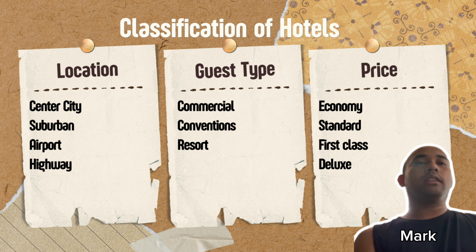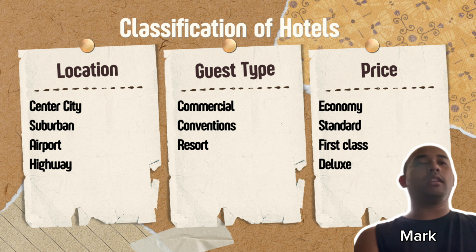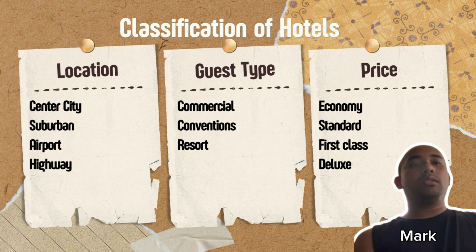The location, the guest type, and price are the topics here. First is location. Hotels can be located in urban areas, suburban neighborhoods, tourist destinations, or remote locations, depending on the target market and intended experience. Number two is guest type. Hotels serve various types of guests, including leisure travelers, business travelers, families, couples, solo travelers, and groups. Some hotels may cater to specific demographic preferences such as adults-only resorts or pet-friendly accommodation.